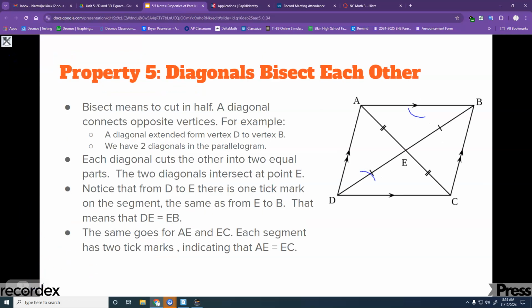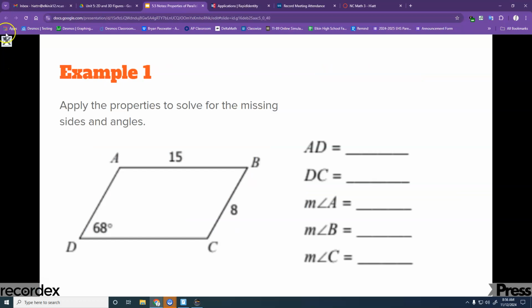Okay, it gets to some that you actually have to do some work here in a second. Bisect means to cut in half. So on this, DE and EB would be equal to each other. AE and EC would be equal to each other. Okay, so let's actually do some problems.